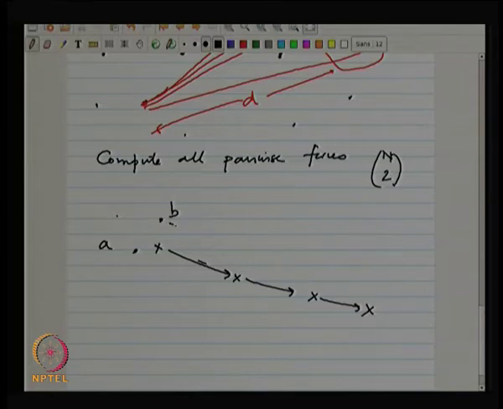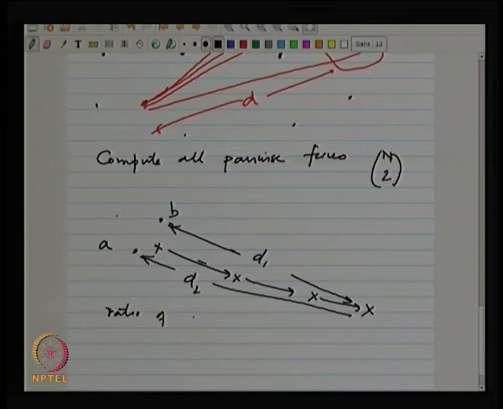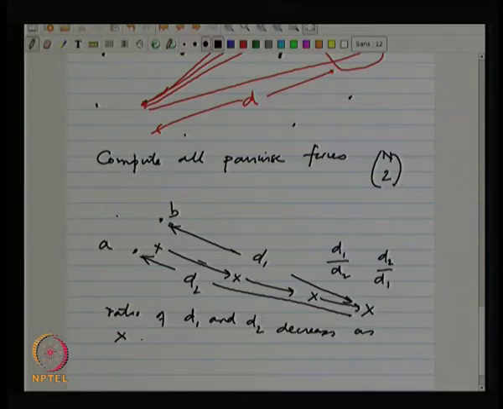So, if you move very far away, okay, this distance, let us say d1, and d2, okay, I claim that the ratio of d1 and d2 becomes very similar. Either d1 is greater than d2 or d2 is greater than d1, either of them. Okay. So, that ratio decreases as x moves further away.